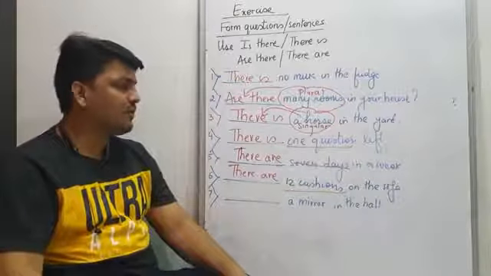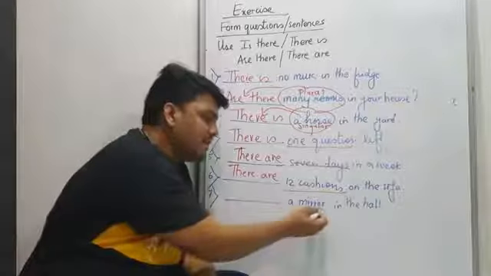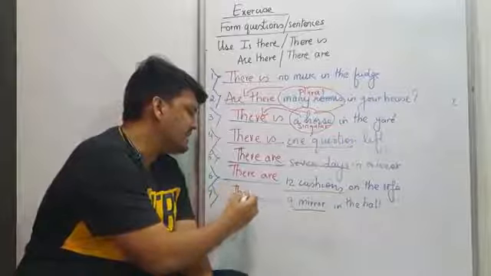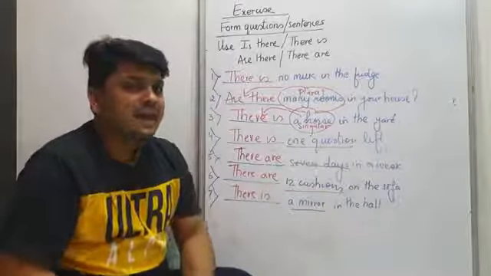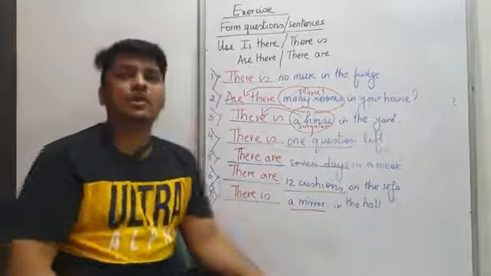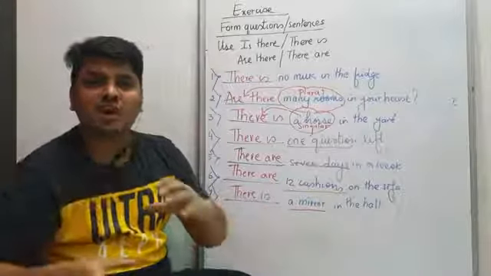Next, come to the next one. Dash a mirror in the hall. So a mirror is singular. So I'll use there is. And what if I turn this sentence into a question? Is there a mirror in the hall? Question mark.